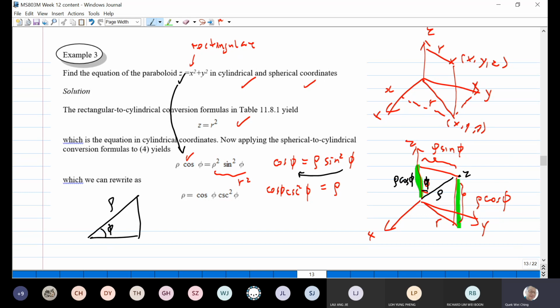If you want to find this side, it's rho cosine phi. This side will be rho sine phi. The rho sine phi happens to be your r. So that is how the equation becomes like that.